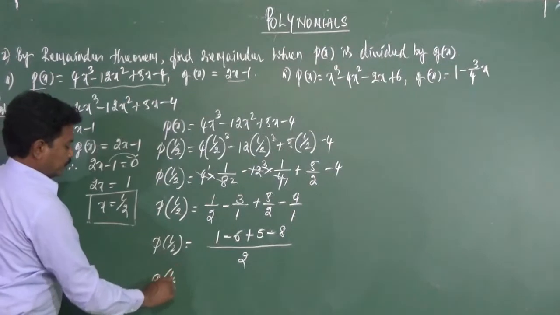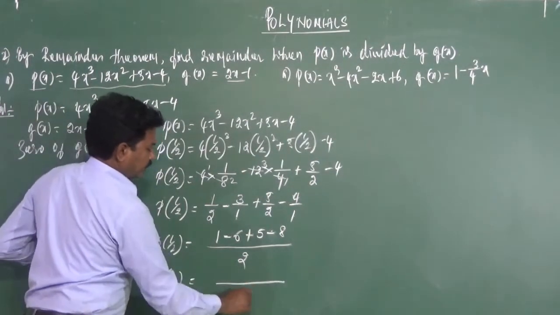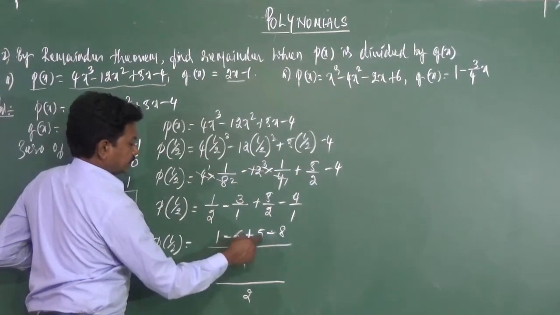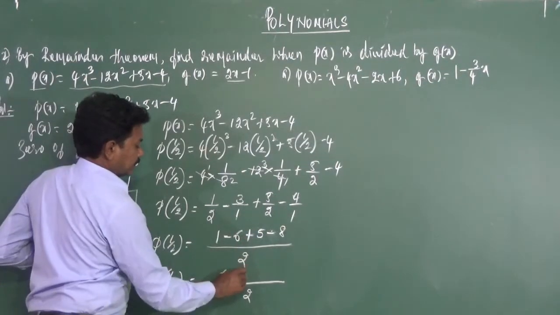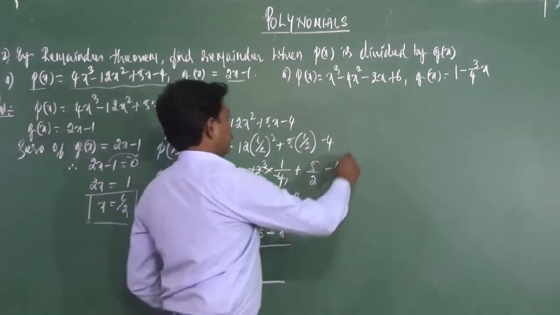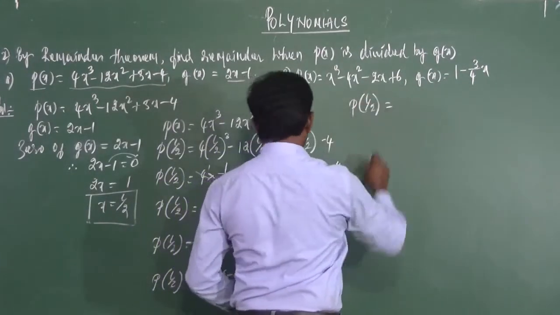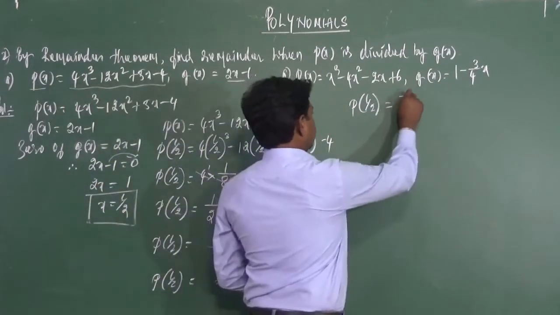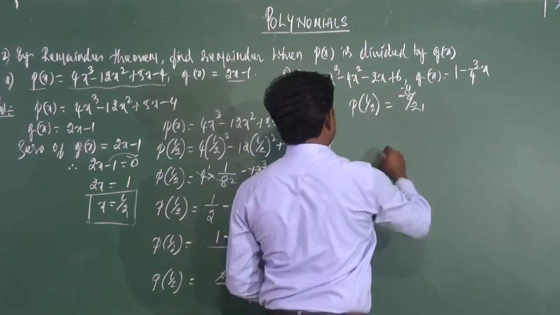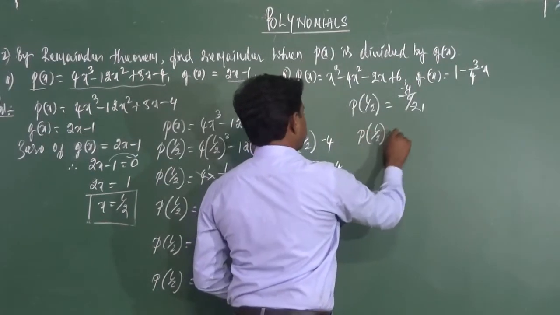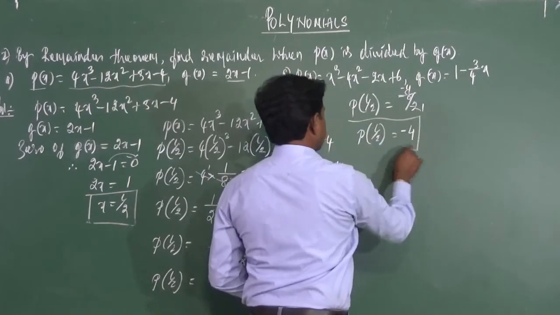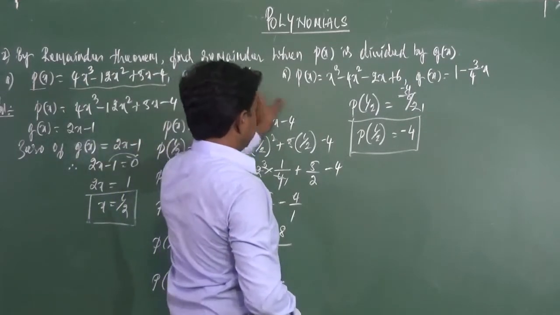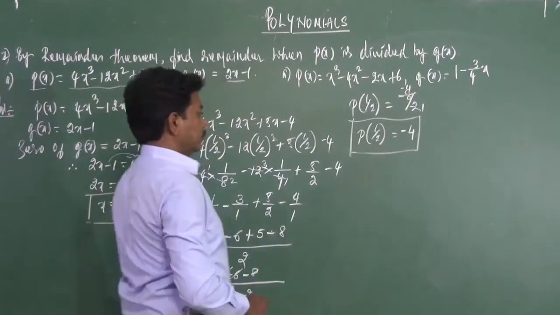So p of 1 by 2 is equal to, when we take the LCM 2 here again, it is 1 plus 5, 6, 6 minus 6, they get cancelled, so minus 8 by 2. So we get minus 8 by 2, 2 fours are 8, so minus 4. So p of 1 by 2 is equal to minus 4. So here, what is the remainder? When we divide p of x by 2x minus 1, it is minus 4. So that is how we have to reach the conclusion.